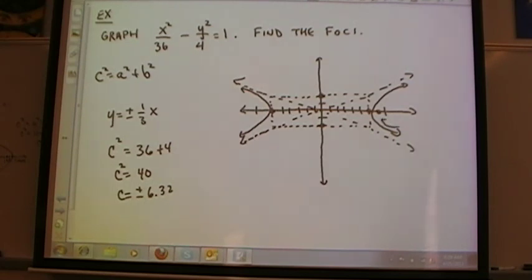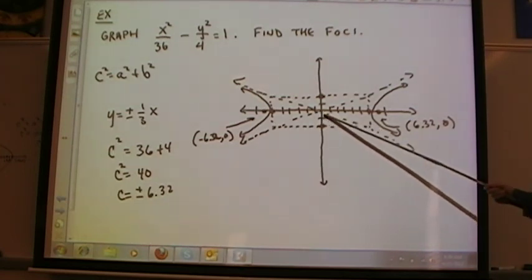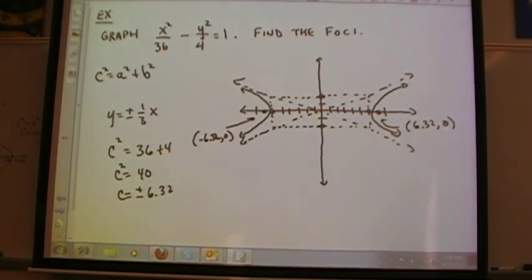Alright. So the coordinates would be 6.32, 0 and negative 6.32, 0. Are we moving the 6.3 from the vertex? No, from the center. All right, the only reason we did that for our parabolas is because our vertex was at 0, 0, so it didn't matter.